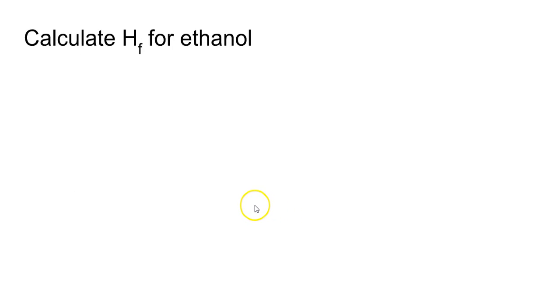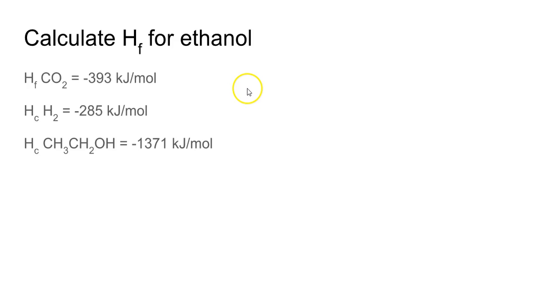Calculate HF, or the heat of formation, the enthalpy of formation, for ethanol. Okay, and they gave us these heat of formation and heat of combustion values. So here is ethanol, 2 carbons with an alcohol group at the end. Here is the equation for the enthalpy of formation of ethanol.